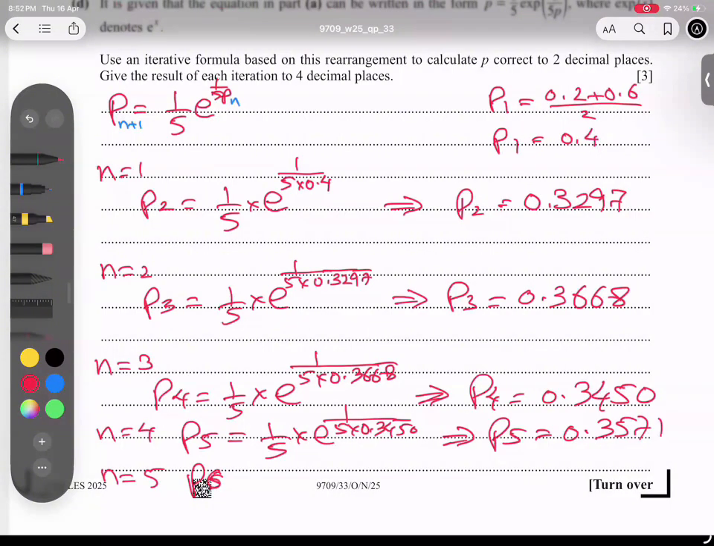I get p6. There's a 5. e to the power 1 over 5 times p, this value will come here, 0.3571. Let me check what p6 is. I'm getting 0.3502. Now, students, it starts matching. You can see 0.35 starts matching.